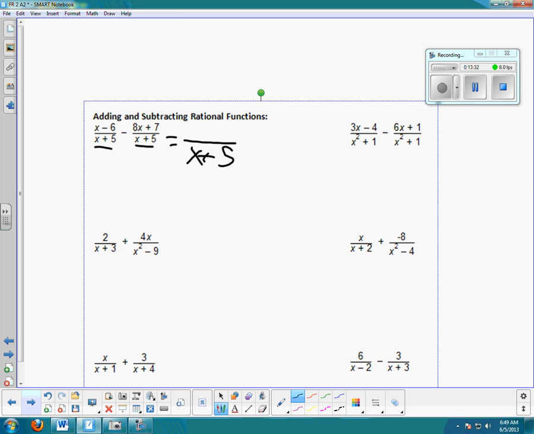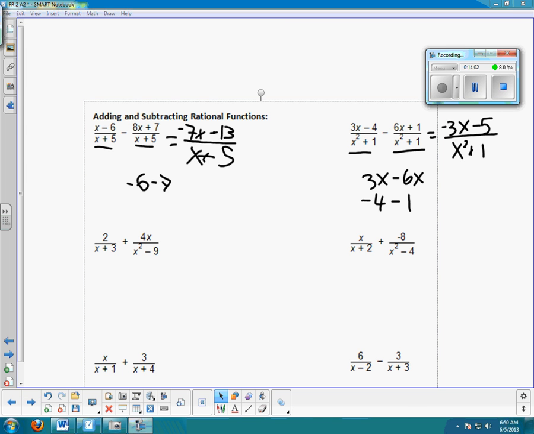And the numerators, we can just go ahead and do whatever operation we're asked, which in this case is minus. So I'm going to do x minus 8x, which is negative 7x. And negative 6 minus 7 is basically negative 6 plus negative 7, which is negative 13. So that's the answer I got for that. Go ahead and pause and do the next problem.